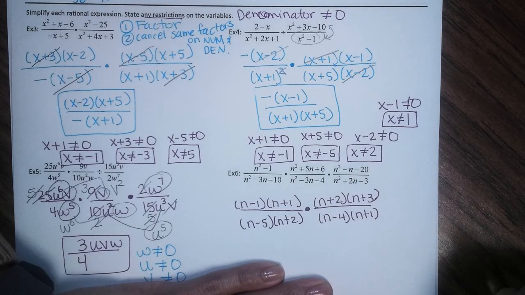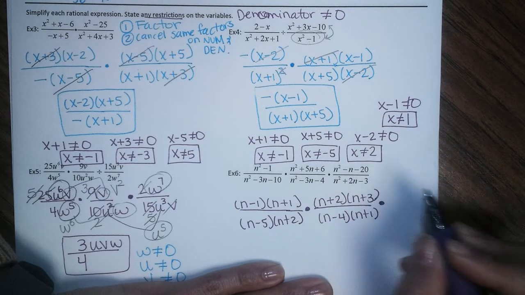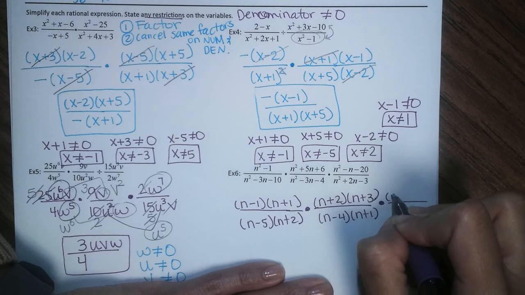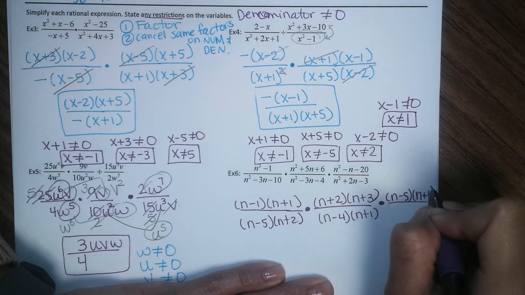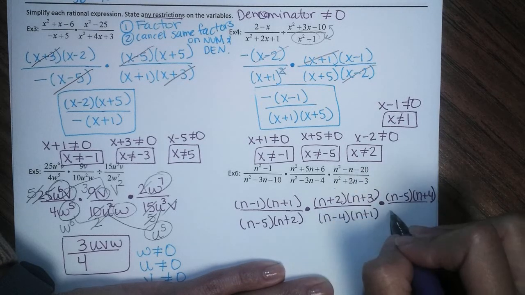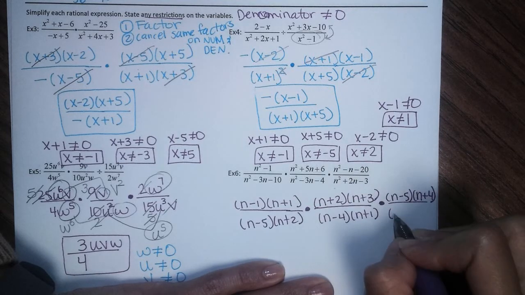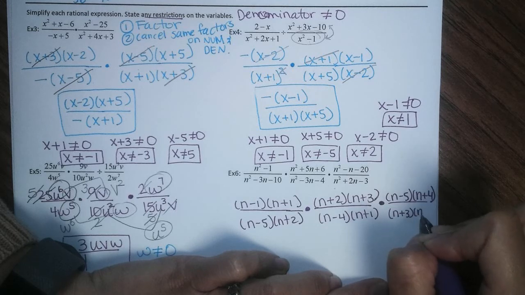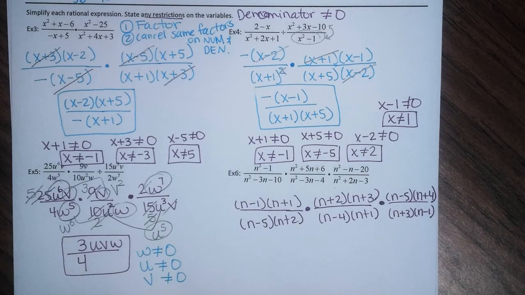And then the last one, n squared minus n minus 20 will be n minus 5, n plus 4. And then n squared plus 2n minus 3, n plus 3 and n minus 1. Okay, so that's a lot of factors.